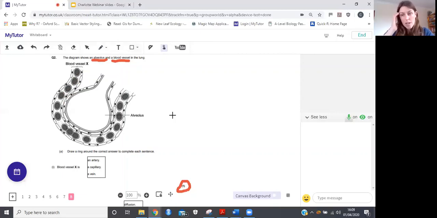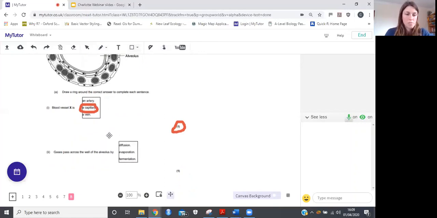Now, what was the name of the smallest type of blood vessel that we talked about that surrounds those alveoli? That is a capillary. And then the second part of the question, gases pass across the wall of the alveolus by which process? We have a choice of diffusion, evaporation, or fermentation. The one that we've talked about today and the one that applies to gas exchange in the lungs, for 1 mark, is diffusion.